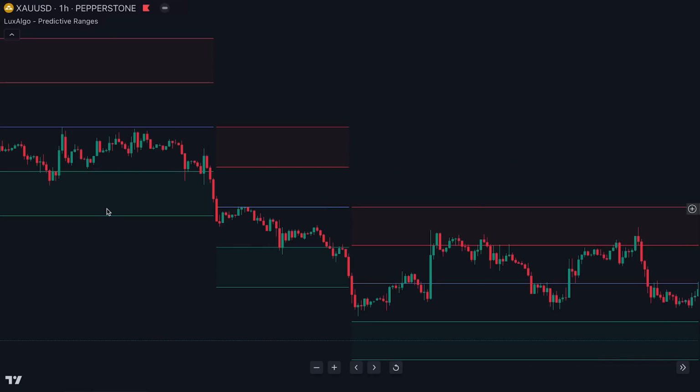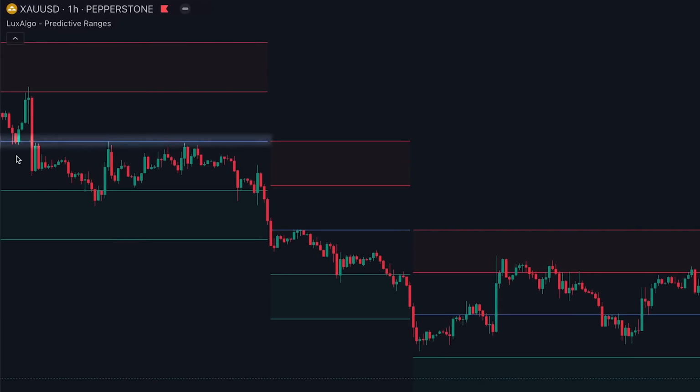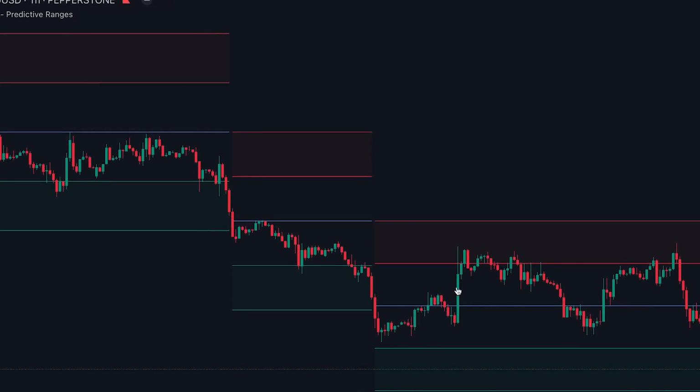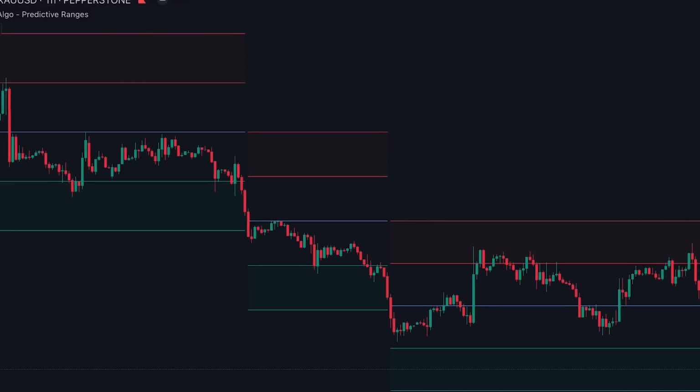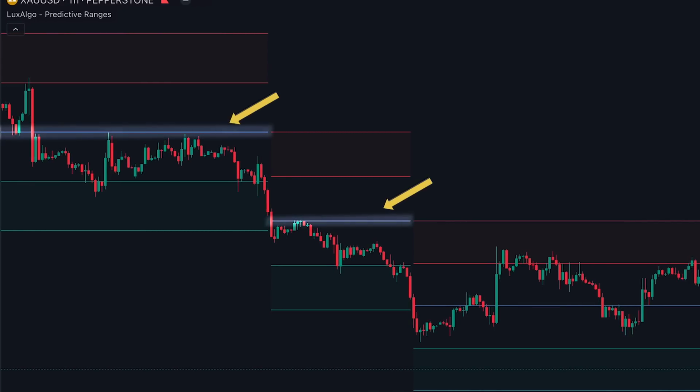If you look at the previous ranges, you can see that for the last two ranges, the equilibrium or median line has made lower lows. This indicates that the market might continue to trend in that direction once it breaks out of the range, just as it did before, here and here.